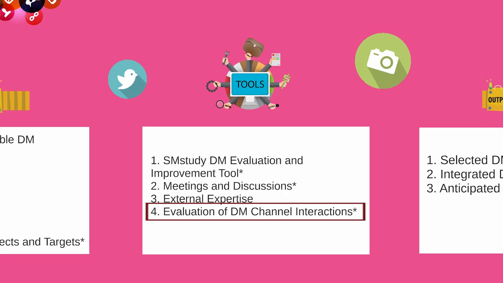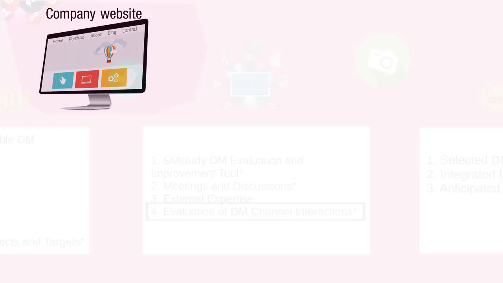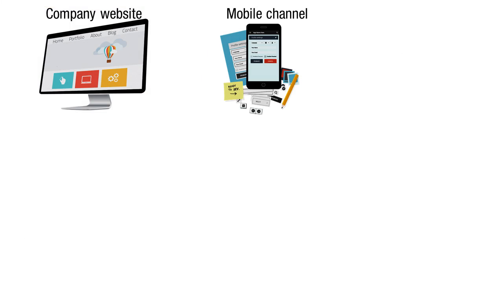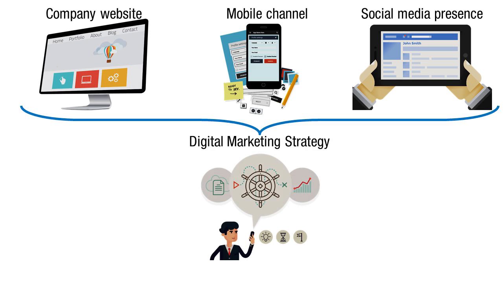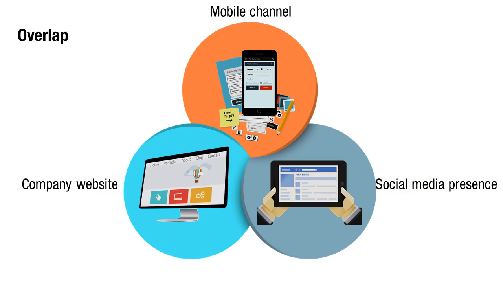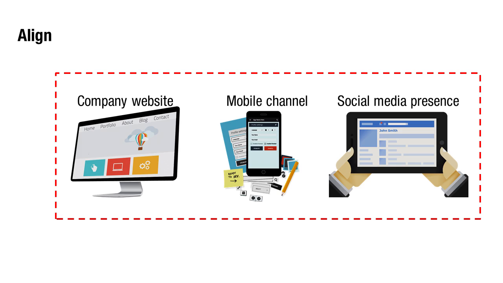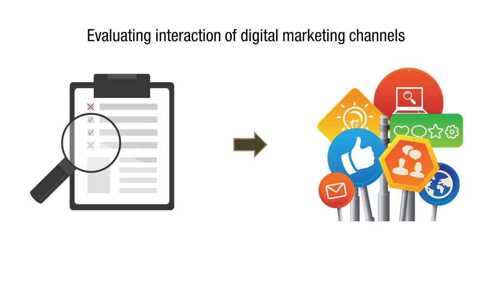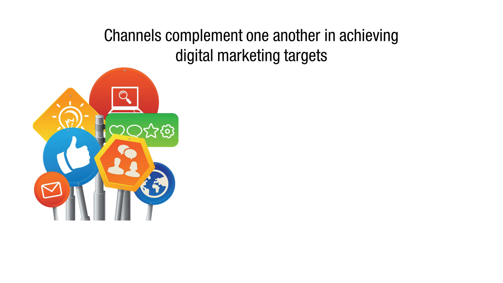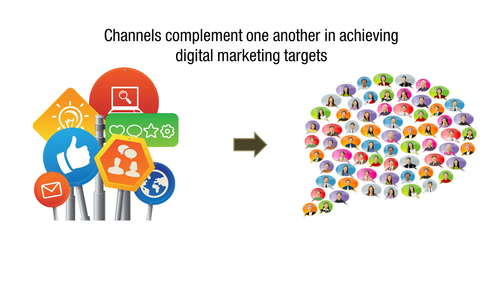Evaluation of digital marketing channels interactions is the last tool of this process. While the company's website, mobile channel, and social media presence are all contributors to a successful digital marketing strategy, these three channels interact, overlap, and must align with one another. Evaluating the interaction of digital marketing channels involves identifying ways in which the various channels can complement one another in order to work cohesively towards achieving the overall digital marketing targets.